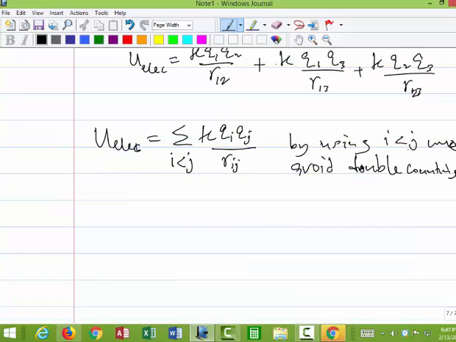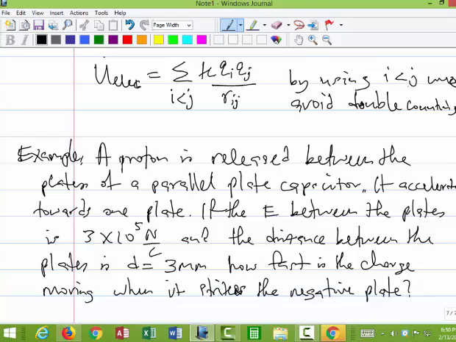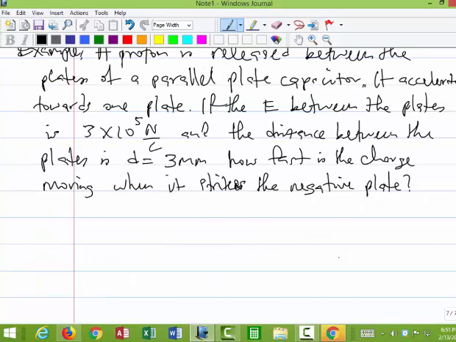Okay, let's try an example. I release the proton. I'm assuming you know that the proton is going to move from the positive to the negative. It will be repelled by the positive plate, and it will accelerate towards the negative plate. We can calculate the speed of the proton as it travels from one plate to the other. Let me draw a picture for you. Let's say this is positive and that's negative, so the electric field goes that way. You release a proton somewhere here, and it's going to travel and hit that plate.